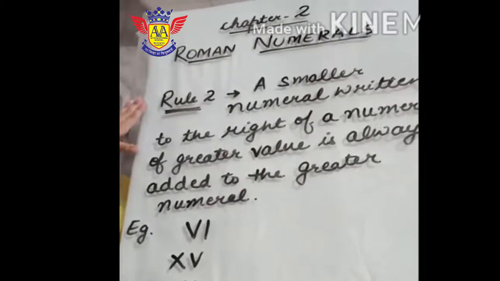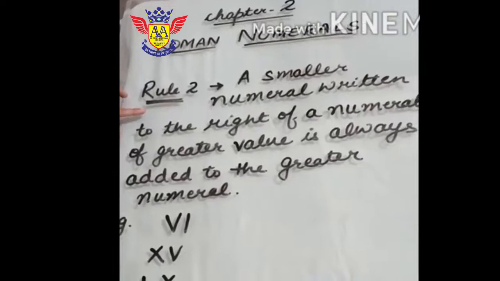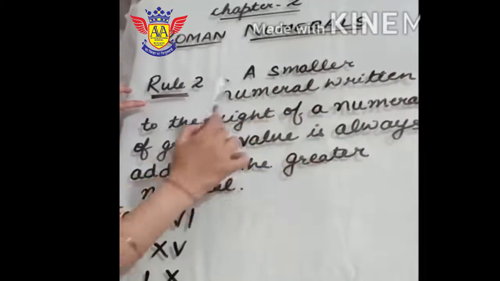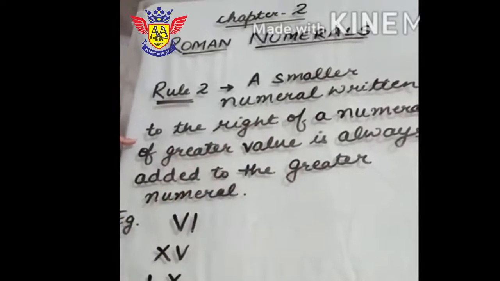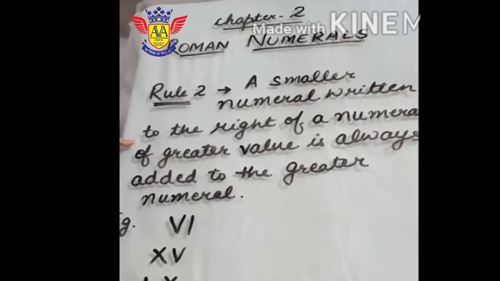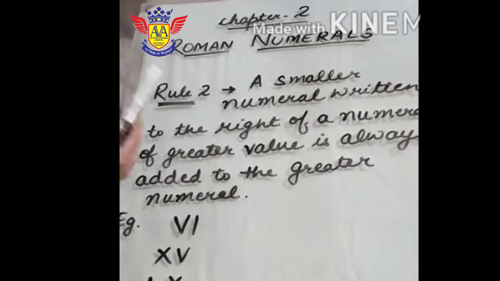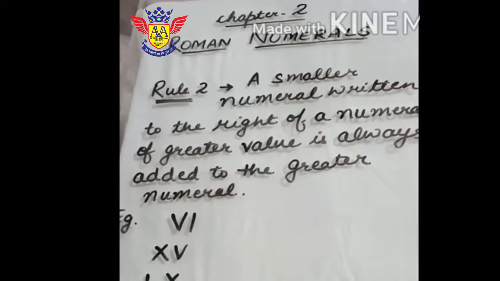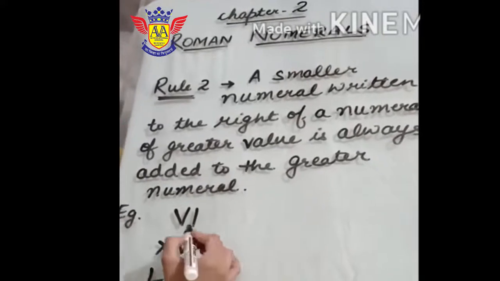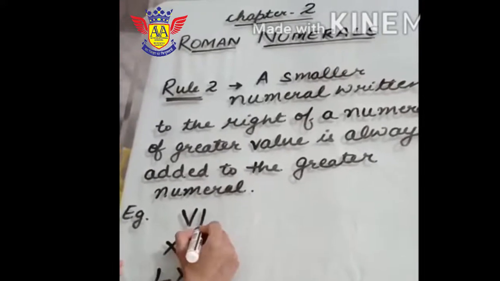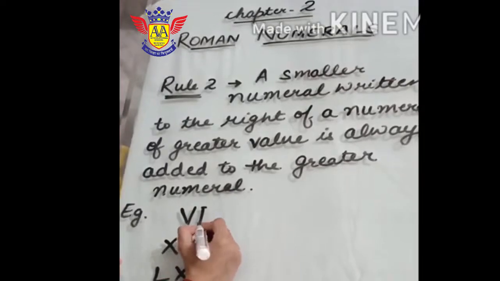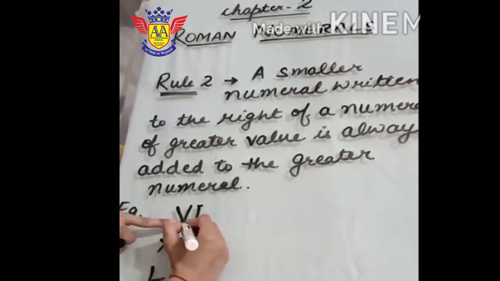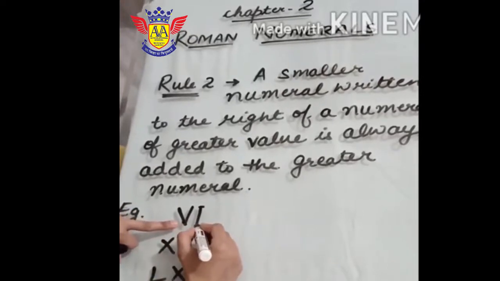Now we come to rule number 2. What does rule 2 say? That a smaller numeral written to the right of a numeral of greater value is always added to the greater numeral. Suppose I'll tell you by example. Like in this, I is a smaller numeral and it is written on the right of a numeral of greater value. Because V is a numeral of greater value and I is a numeral of small value.